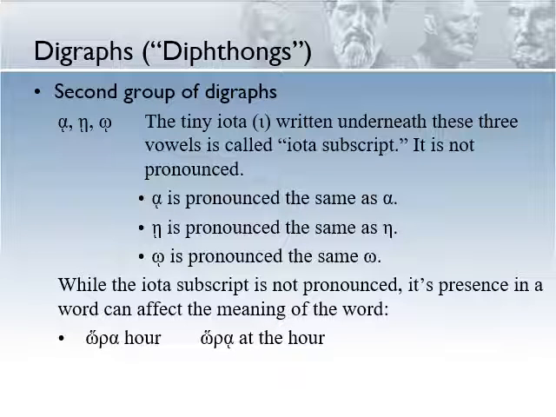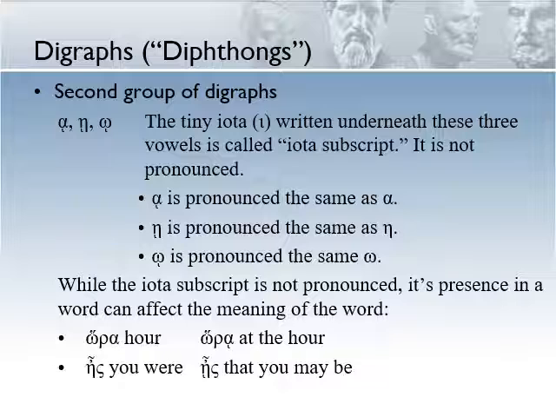You can have the word ora, omega, rho, alpha. This is the equivalent of the English word hour, 60 minutes in an hour, ora in Greek. Normally it is written without the subscript, but when it is written with a subscript underneath the alpha, ora, it means at the hour. So it adds a certain linguistic element to the word when the iota subscript is there.